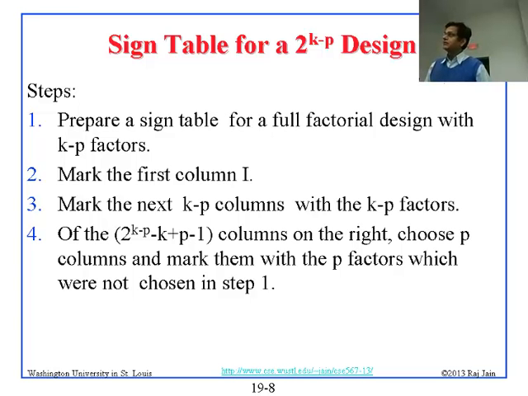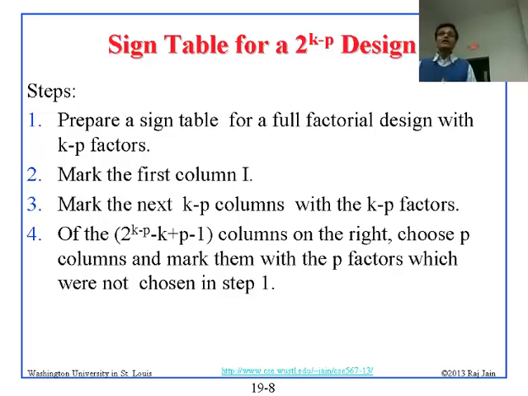How do you make these tables? So I just showed you one example, but that is not the end of the world. Basically, there are lots of other ways to do this thing, right? So prepare a sign table for k minus p factors. So you could do, for example, 2 raised to 7 minus 1, not minus 4. You could do 2 raised to 7 minus 1. How many rows will it have? 2 raised to 7 minus 1 is 2 raised to 6. That is 64 rows.